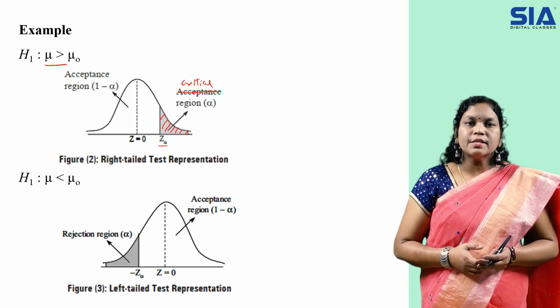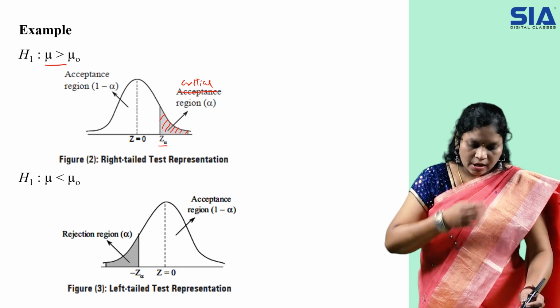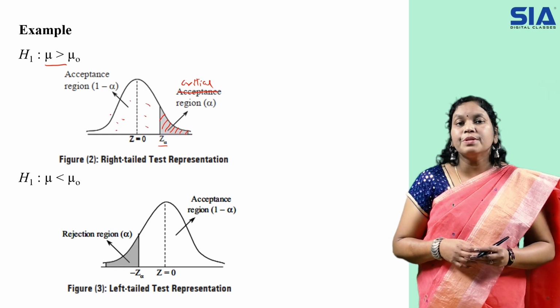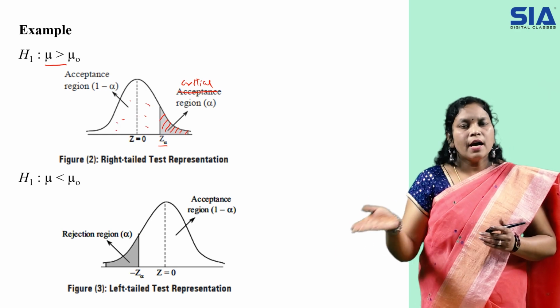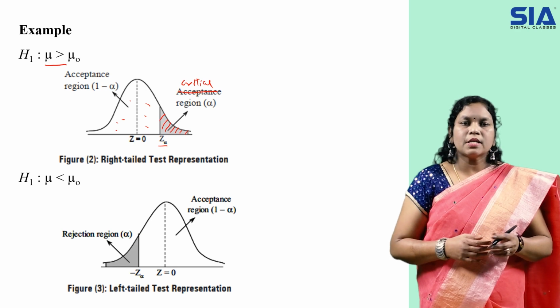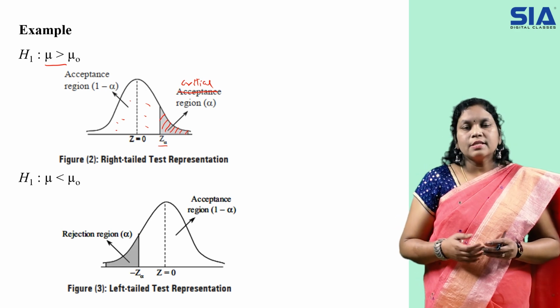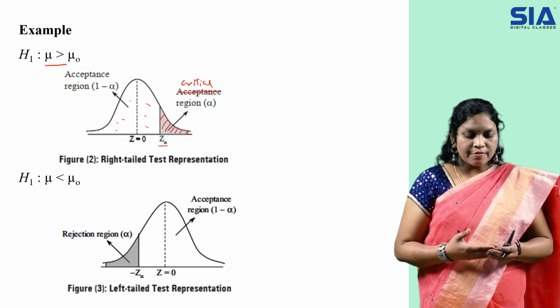So we'll call it a right tail test. Next, whatever the leftover region we have, we'll call it the acceptance region, that is 1 minus alpha, other than the alpha part. So 1 minus alpha goes to the acceptance region. So that is an example through graph we have learned.